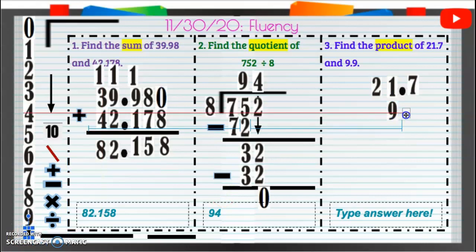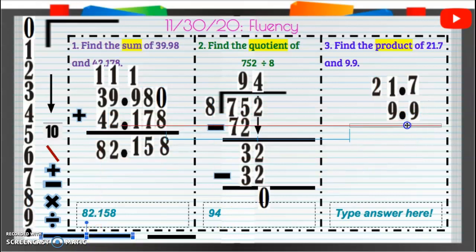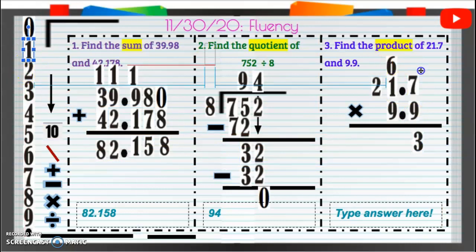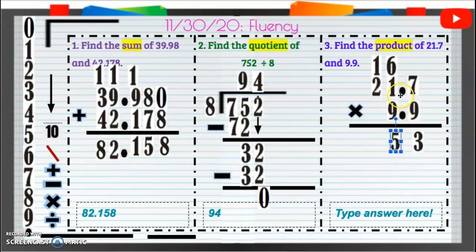So I'm pushing it all to the right. 9 and 9/10. All right, here we go. Let's multiply. All right, so 9 times 7 is going to be 63. Carry that 6, drop that 3. 9 times 1 is 9 plus 6 is going to be 15. Carry that 1, drop that 5. Ignore the decimals until the end. 9 times 2 is 18 plus 1 is 19.